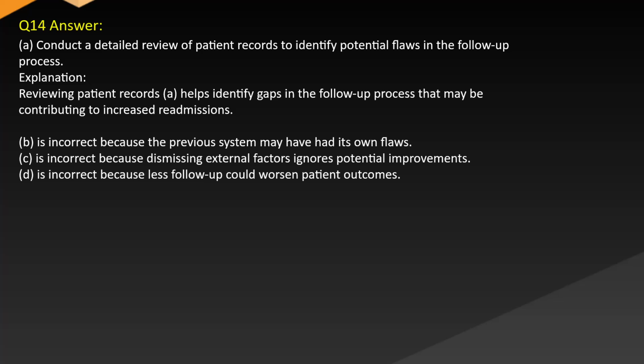Answer: A. Conduct a detailed review of patient records to identify potential flaws in the follow-up process. Explanation: reviewing patient records helps identify gaps in the follow-up process that may be contributing to increased readmissions. B is incorrect because the previous system may have had its own flaws. C is incorrect because dismissing external factors ignores potential improvements. D is incorrect because less follow-up could worsen outcomes.